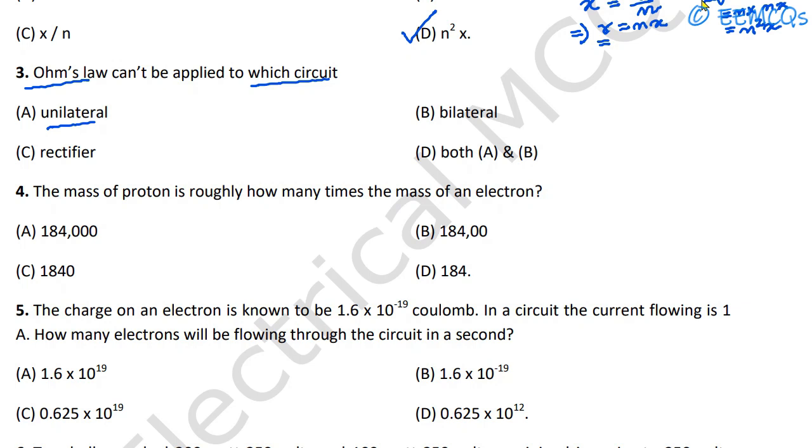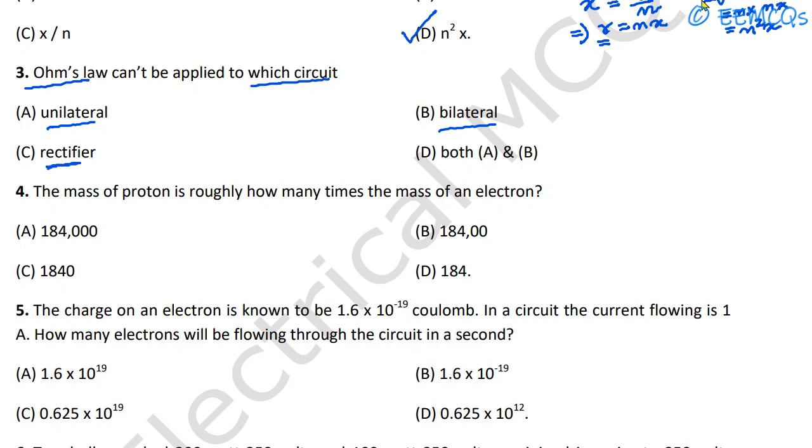Unilateral circuit is such kind of circuit where with the change in the direction of current, the characteristics of the circuit changes. Means if the circuit is having a diode, then with the change in the direction of current, in one scenario it may be carrying current and in other scenario it may not be carrying current. And what is bilateral circuit? It is such kind of circuit where with the change in the direction of the current, characteristics of the circuit doesn't change. Okay. And it says rectifier.